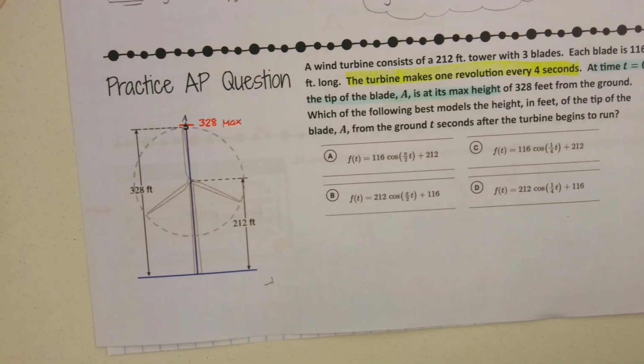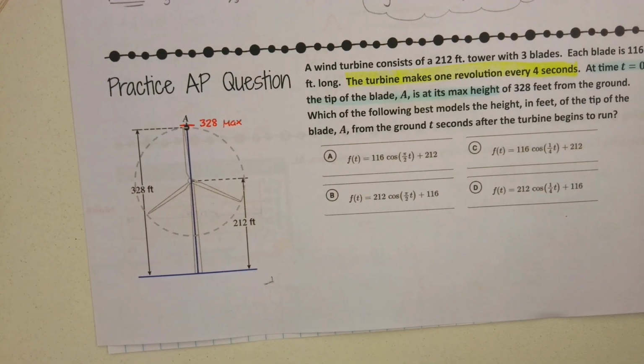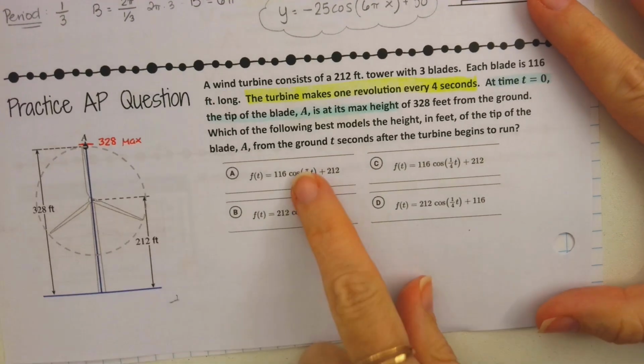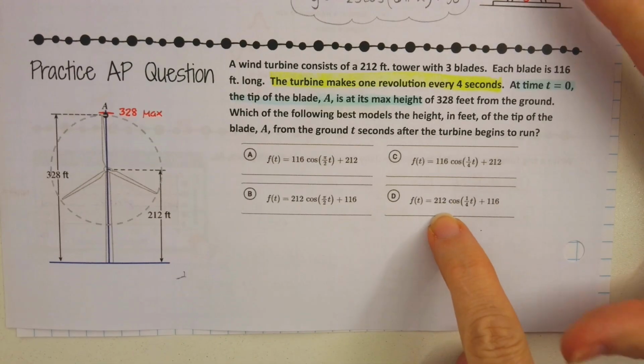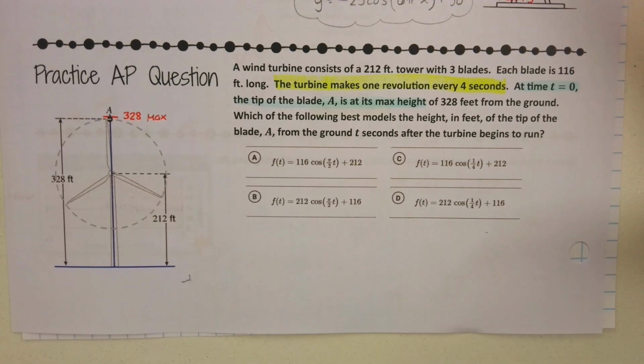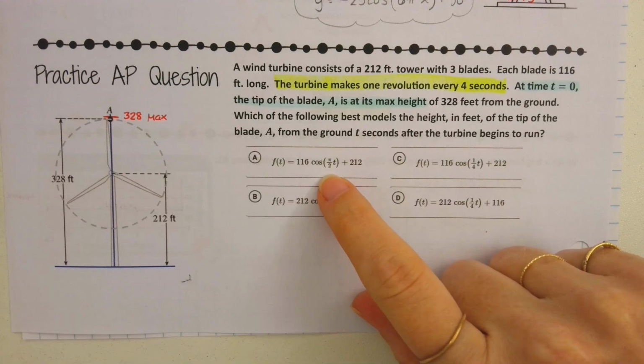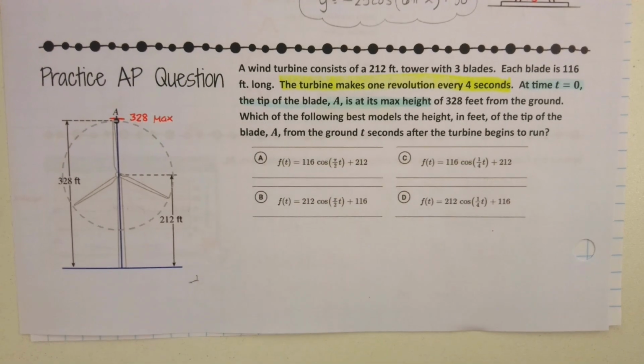Which of the following best models the height in feet of the tip of the blade A from the ground t seconds after the turbine begins to run? Okay, at least it's nice. We already know that it's a cosine graph. That's nice, but the best part about multiple choice. We've got to figure out the amplitude though, the b value and the d value.